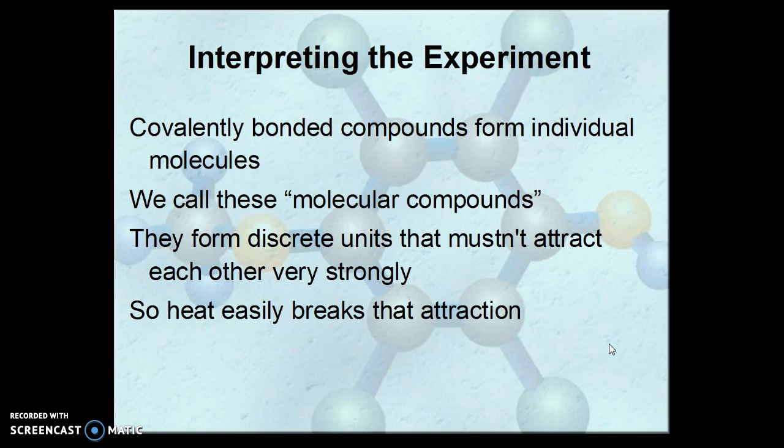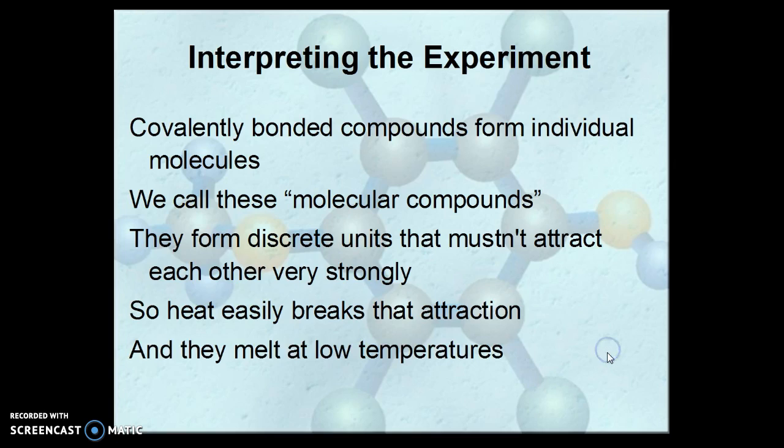The attractive force that they do have for each other is very weak. We'll learn more about that in AP chemistry, what we call dispersion forces. And heat very easily breaks the attraction between these molecules. So therefore they melt at low temperatures. And that's why the sucrose and the other molecular compounds that you used were able to be melted even on a hot plate.